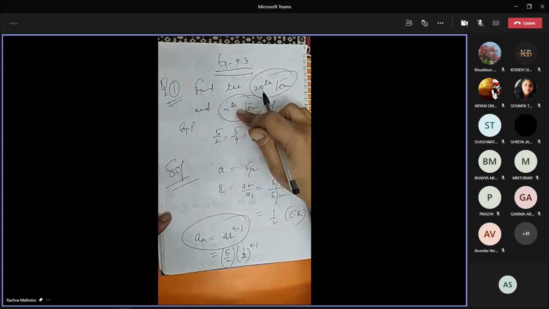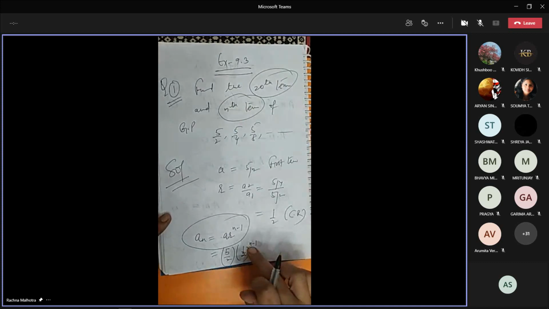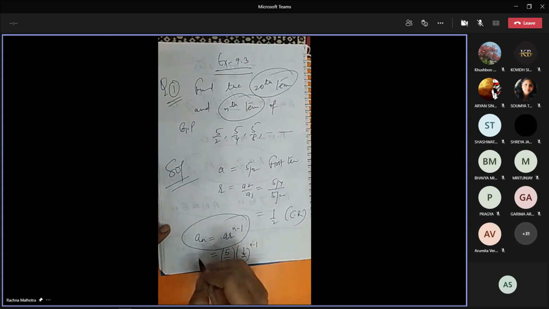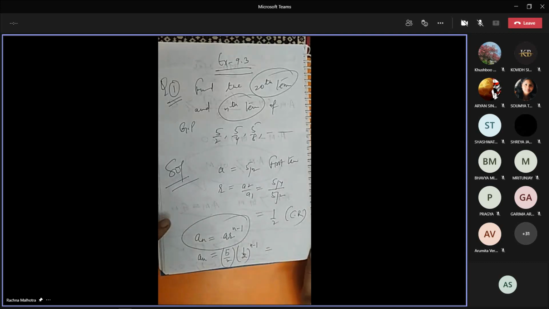Now n is not mentioned here. n हमको नहीं पता, so n will not change. You can just write n, n will remain as it is. n में कोई change नहीं आएगा because we are finding the nth term. Now you can solve it further and write the answer.